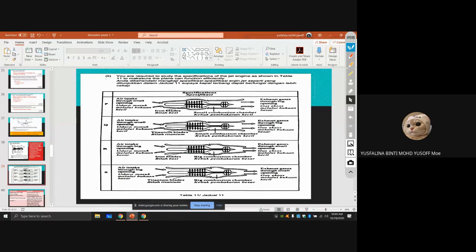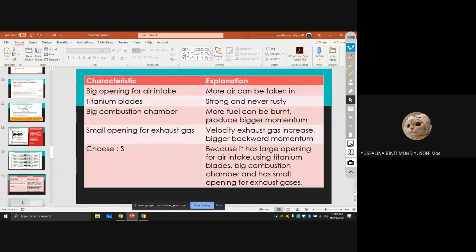So whether the air intake should be a small or big opening, the blade whether iron or titanium, and the size of the combustion chamber whether it should be small or big, and also the opening, whether it should be small or big. So, four. Right, so let's see the first one.